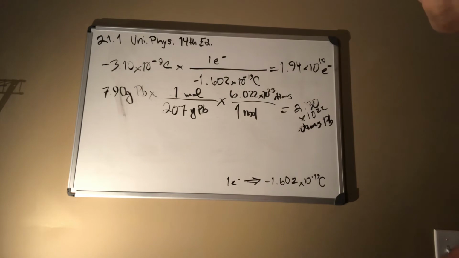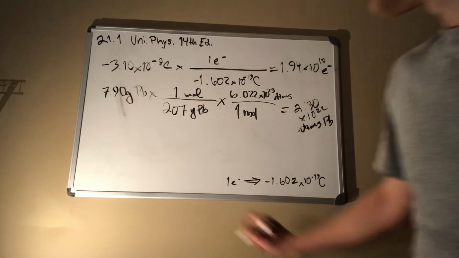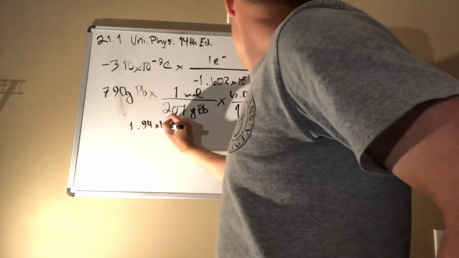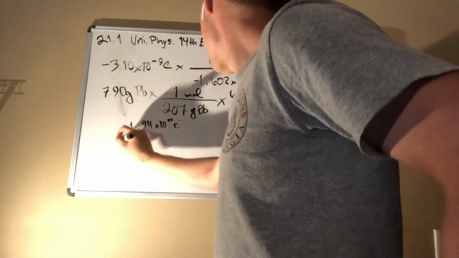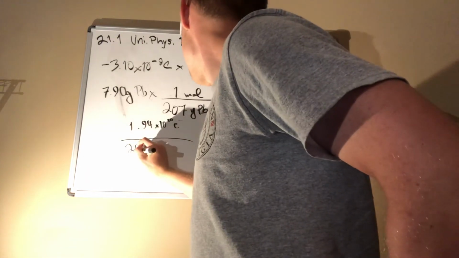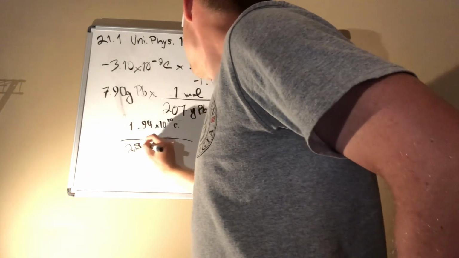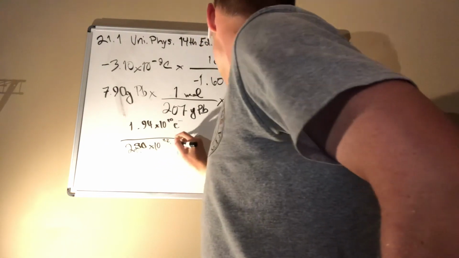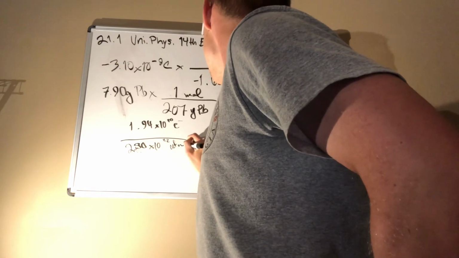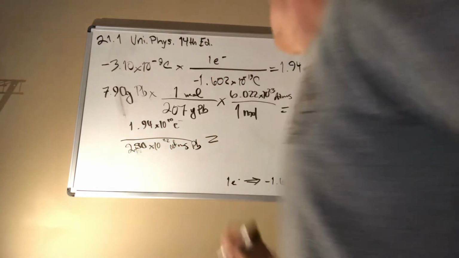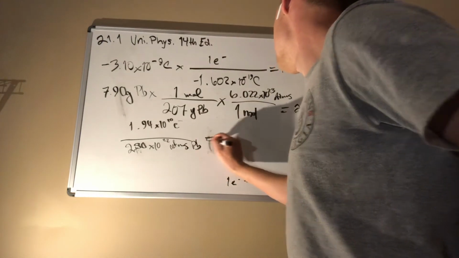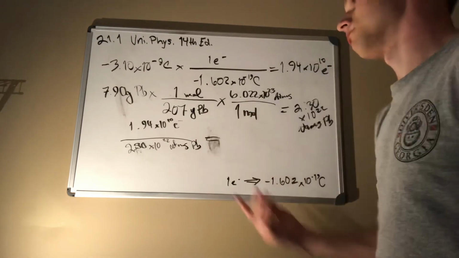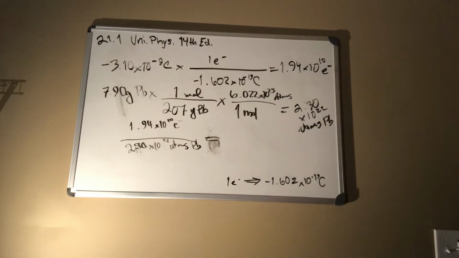essentially what we want to do is divide the amount of electrons we have by the number of lead atoms we have. That's how we get our number of electrons per lead atom. Pretty simple.